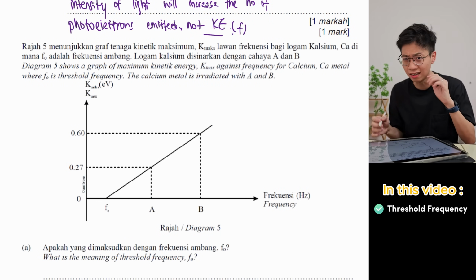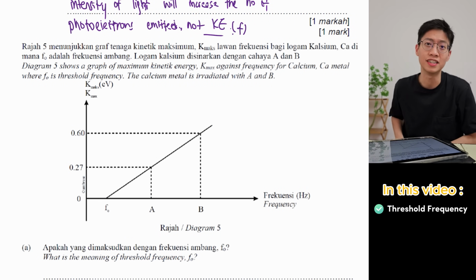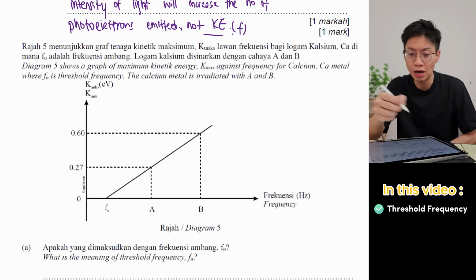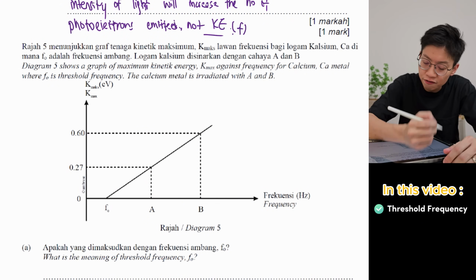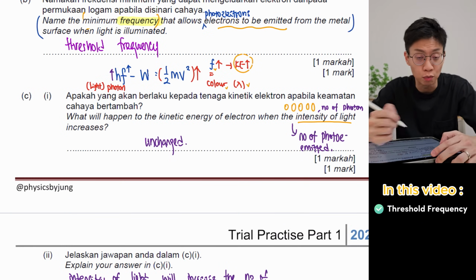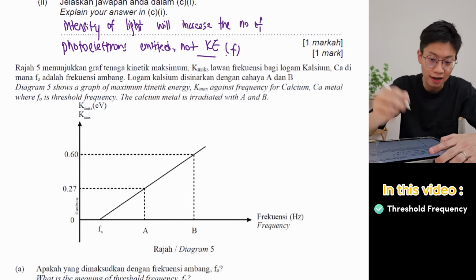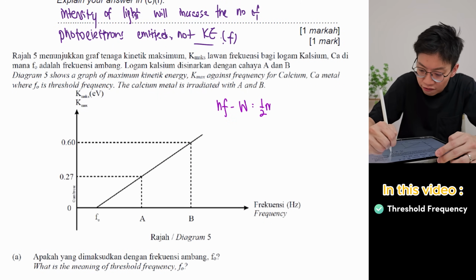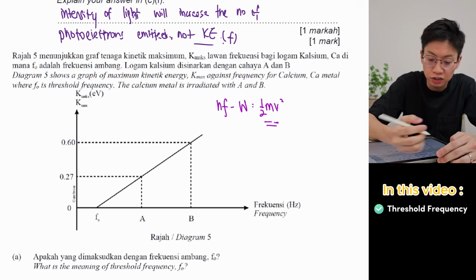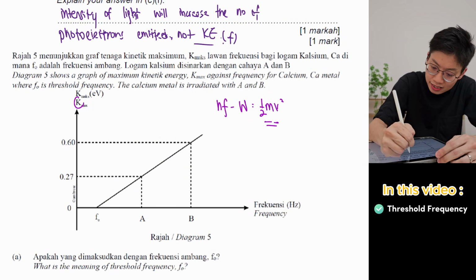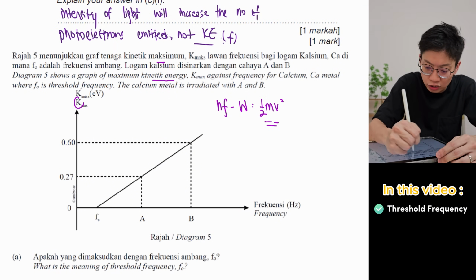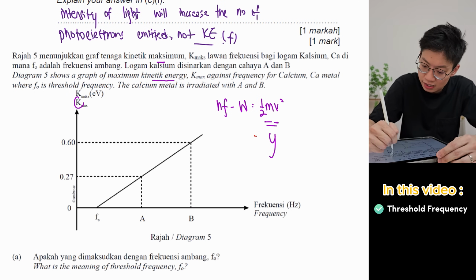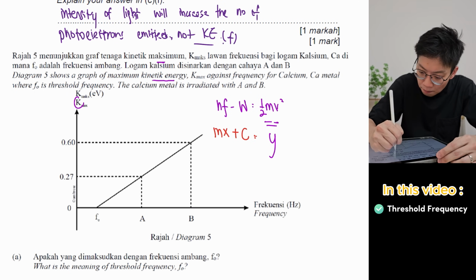This one is considered difficult already. All right, so they give you a graph. Okay, to make this simple, I'm going to summarize that this graph is actually based on just now our equation: hf minus W equals half mv squared. So hf minus W equals half mv squared. So this is your kinetic energy. So if you see this Kmax, Kmax is actually your kinetic energy. So therefore, this is actually your y-axis. This is equal to mx plus c.